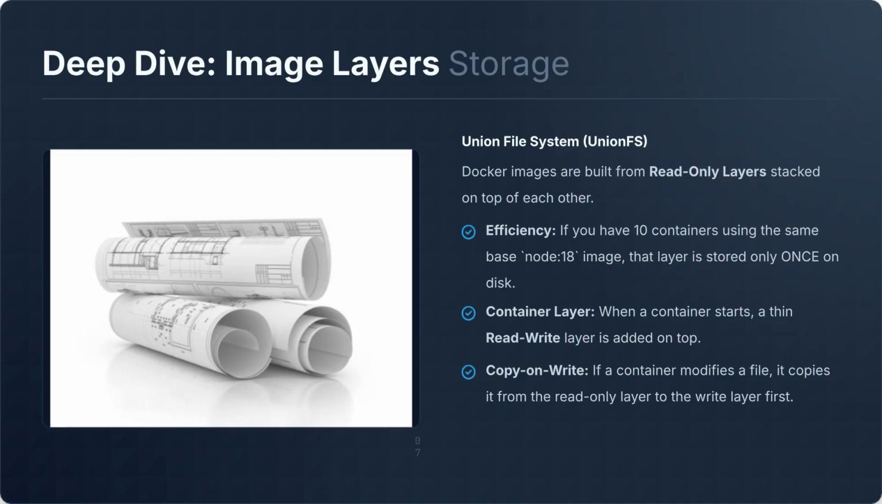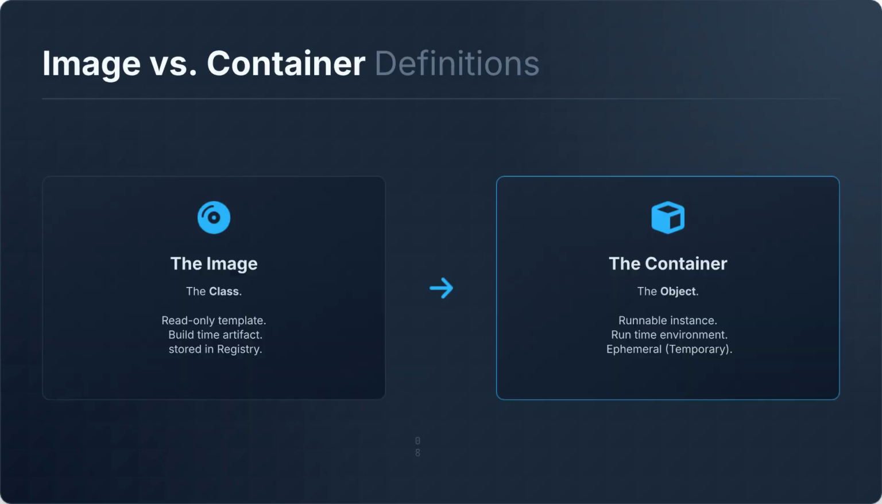Docker images utilize a union file system. They are built from stacked read-only layers, promoting efficiency by storing common base layers once. A thin read-write layer is added when a container starts, using copy-on-write for modifications. An image is a read-only template, a build-time artifact stored in a registry, analogous to a class. A container is a runnable instance, a runtime environment, which is ephemeral, like an object.